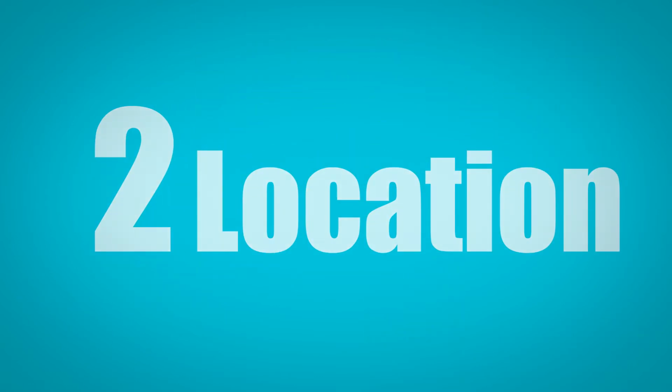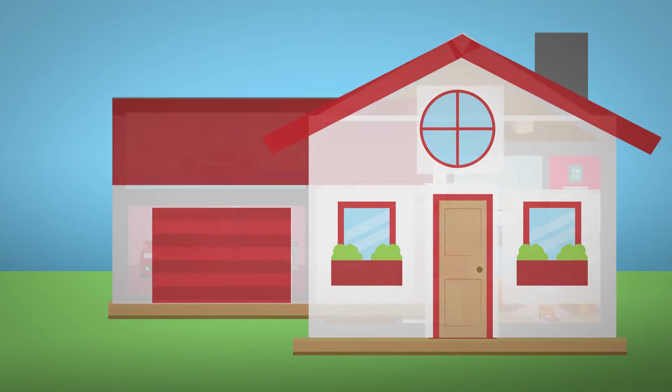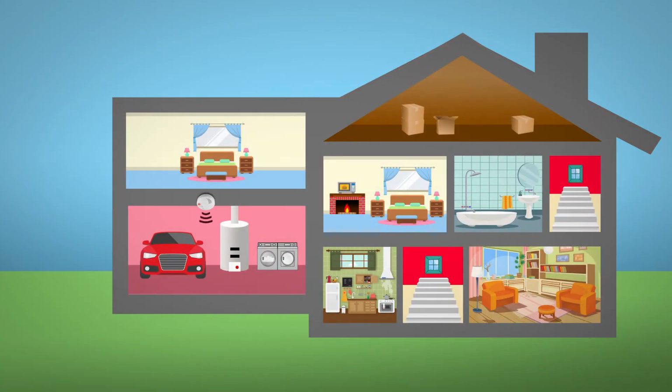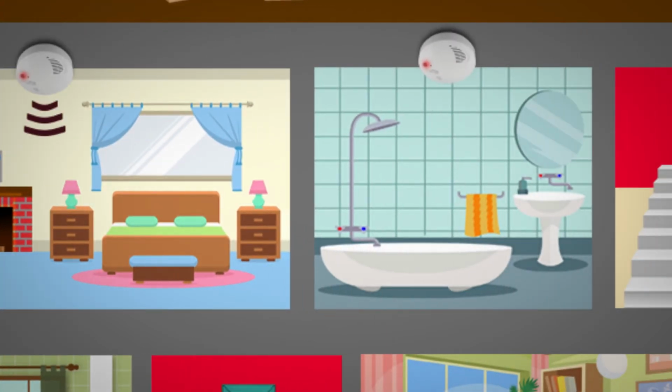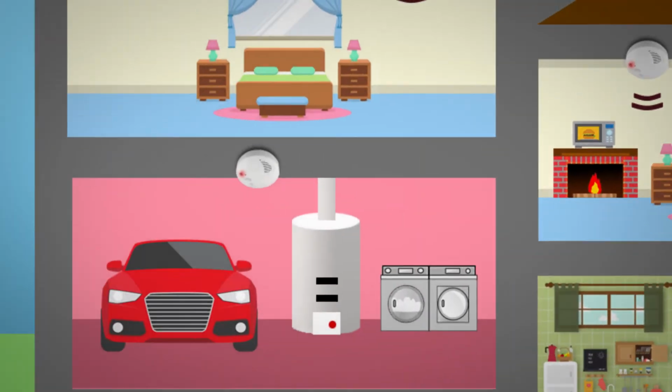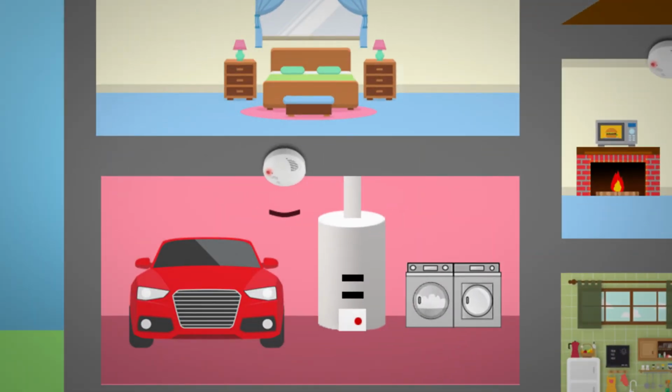Number 2. Location. In a dwelling unit, a carbon monoxide alarm must be installed outside of each separate sleeping area and in the immediate vicinity of each sleeping area. A carbon monoxide alarm must be installed within a sleeping area if a fuel burning or solid fuel appliance is located within a sleeping area, a bathroom attached to the sleeping area, or a garage attached to the sleeping area.